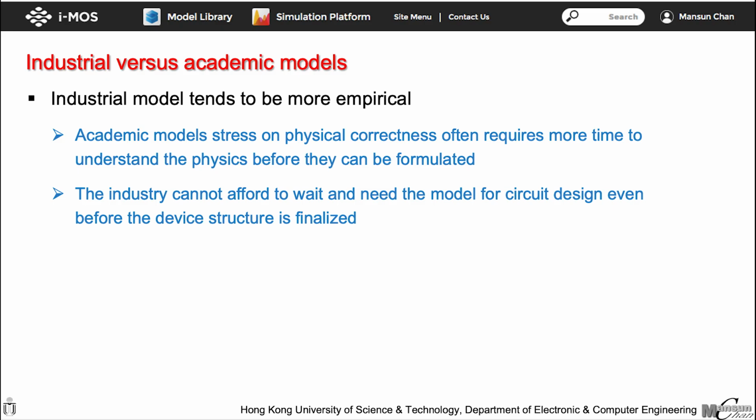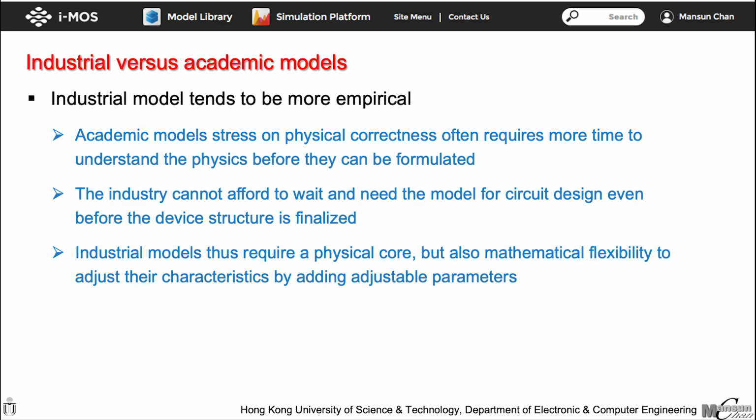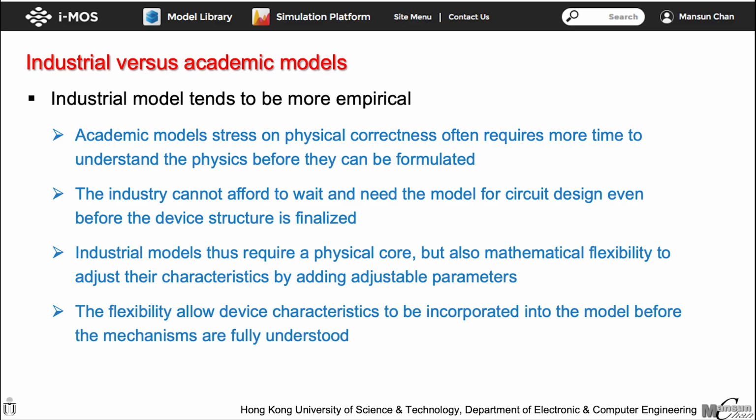Therefore, industrial models must have a physical core that offers an initial estimate prior to device creation, while also being flexible with numerous adjustable parameters. This flexibility allows for the incorporation of unknown effects into the model once they are observed without full understanding. Additionally, the model must be efficiently integrated into a circuit simulator.